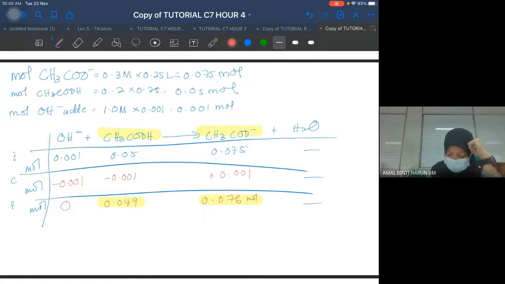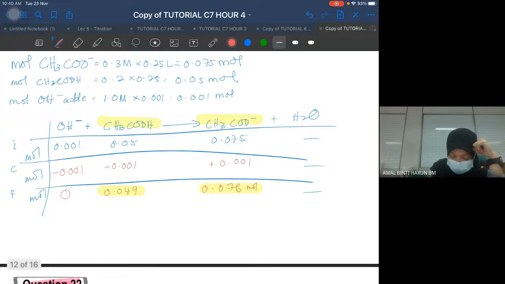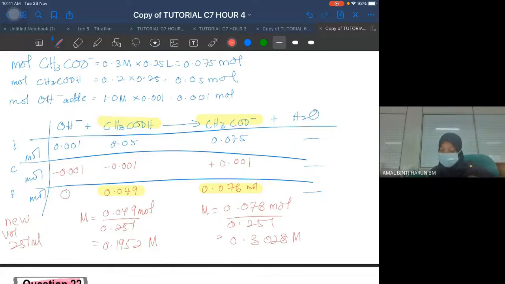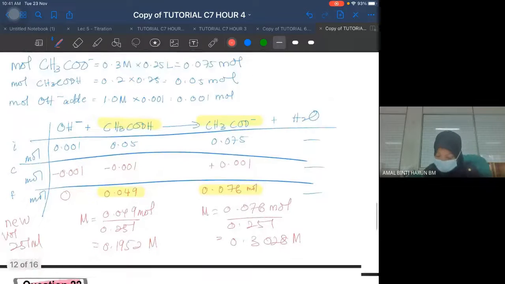So kita cari dia punya concentration. Okay, the new volume adalah 251 ml. So molarity dia adalah 0.049 mol divided by 0.251. So the molarity is 0.195 molar. So ini molarity dia 0.076 mol divided by volume dia. New volume is 251. Okay, masukkan dalam tulisan sebab tak ada ni, tak ada ruang.